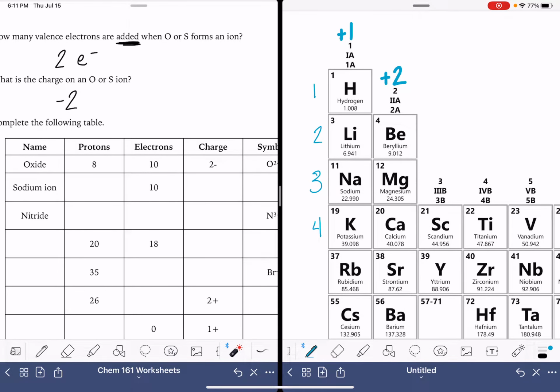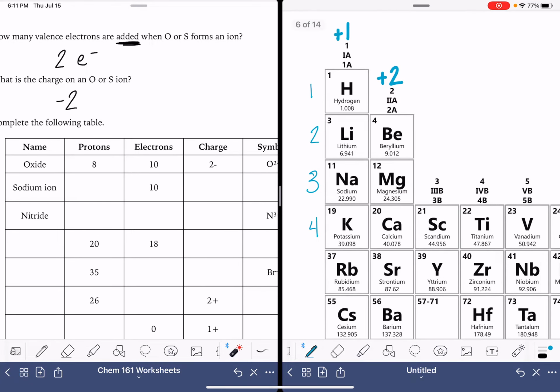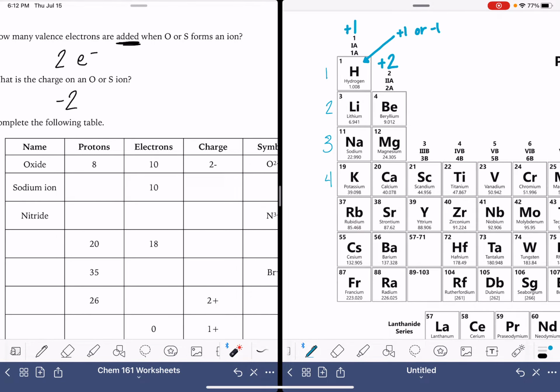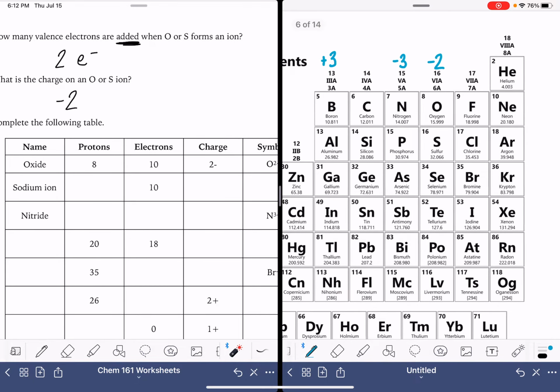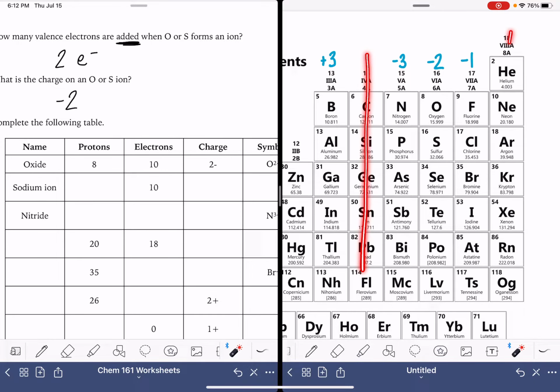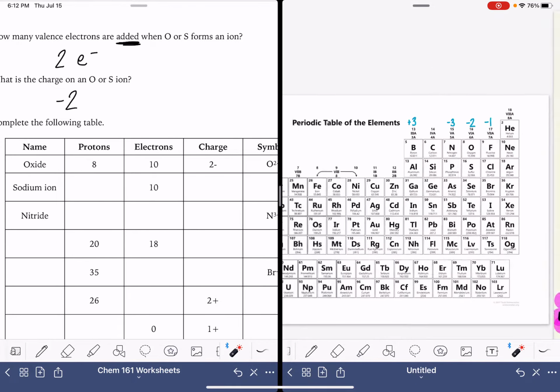For everything in the first column, all of those elements form +1 ions. Now hydrogen is a little bit weird. Hydrogen is actually capable of forming either +1 or -1. I'll talk about that in a bit. The elements in this column right here like to form +3 ions. Nitrogen and all of the elements down that column form -3 ions. Fluorine and chlorine and all those guys like to form -1 ions. The elements in this column and this column actually don't even like to ionize.